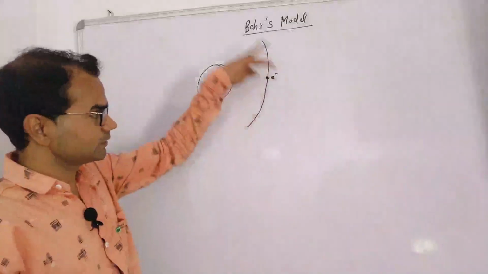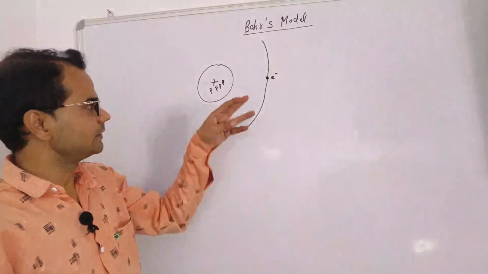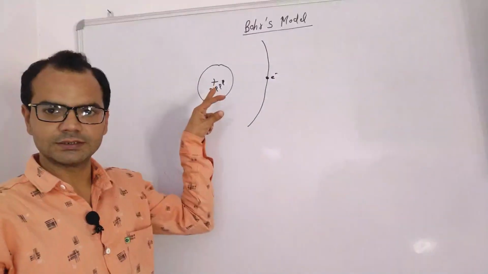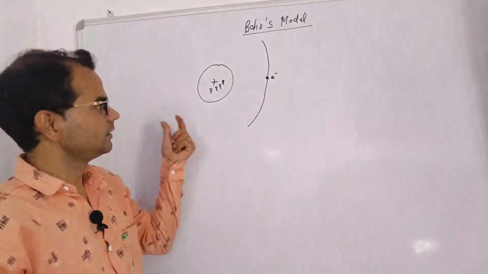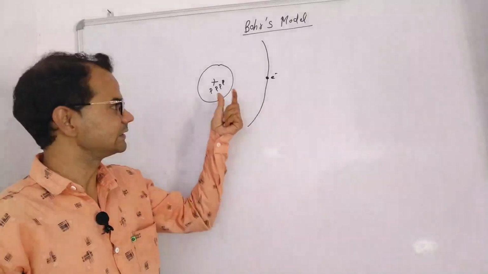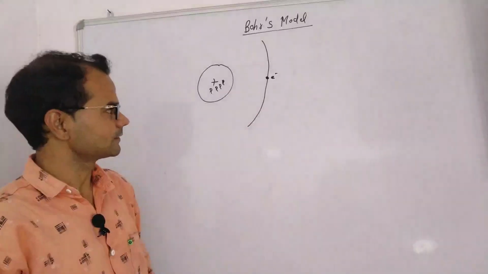Rutherford said that electrons revolve in a circular path and release energy, so they will follow a spiral path and the electron will enter the nucleus. But Bohr modified it and said that this shell is stationary. How does this shell become stationary? Let's understand it.